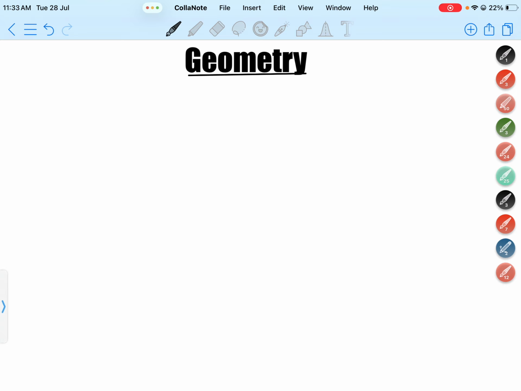In geometry, in many of the examinations, most of the questions are asked around lines and angles, triangles, and quadrilaterals. Inside quadrilaterals we have other figures such as squares, rectangles, parallelograms, etc. And also we have polygons and circles. So we'll be studying about every single one of them one by one.